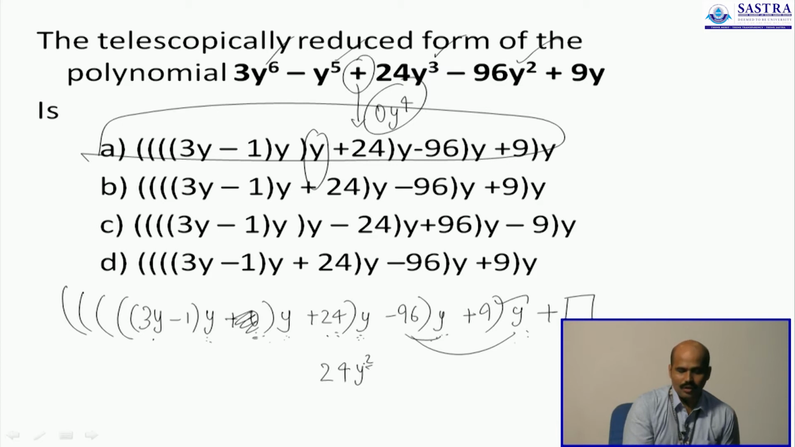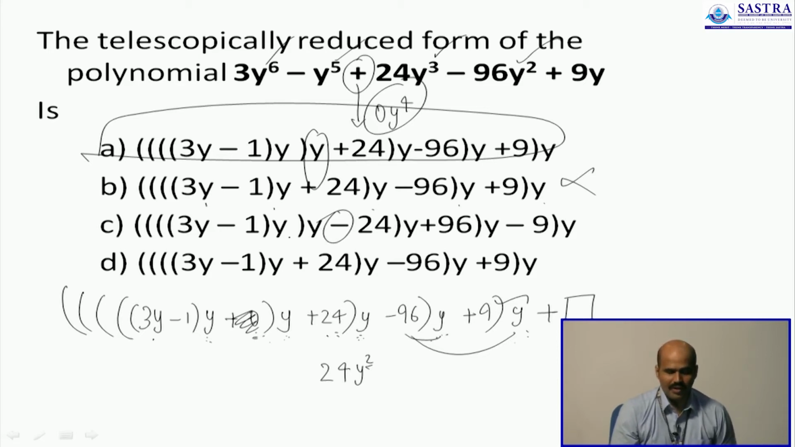Option B talks about y square, y cube, y power 4, y power 5, 3y power 5. You don't have y power 5 here in front of the number 3, so option B is wrong. Option C talks about a y and a y again, but it talks about a minus 24. Minus 24 is not what we have, and option D is the same as option B, except that the signs are flipped, so even that can't be right. So only option A suits the answer best.